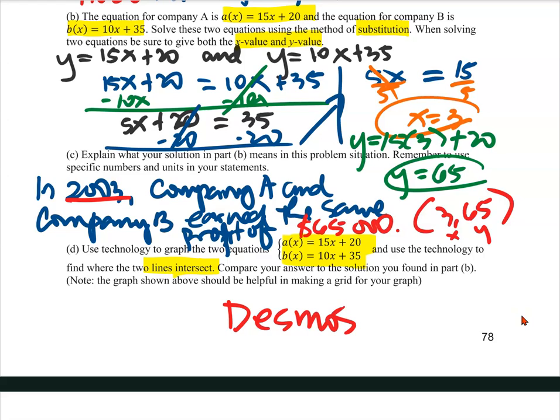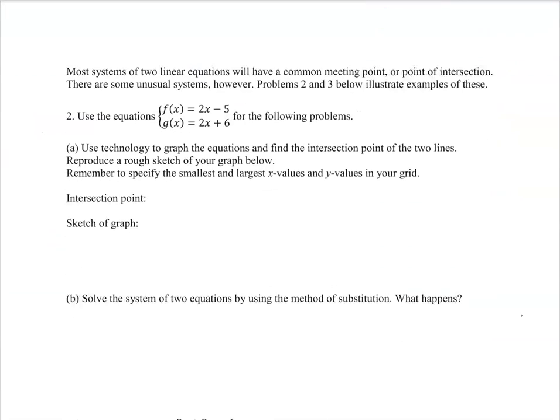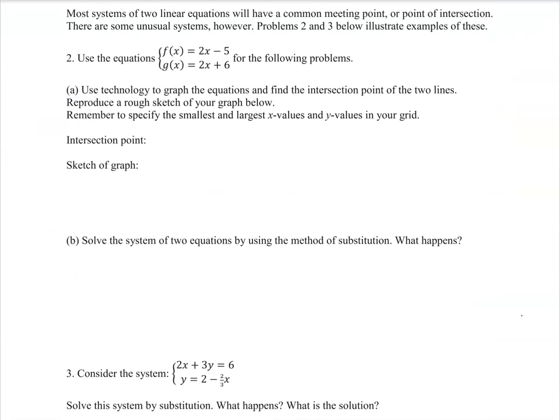Back to our notes, we can say that they have the same solution of 363 and 65, which is the point of intersection, where the two lines intersect. Next page. Most systems of two linear equations will have a common point or point of intersection. There are some unusual systems, however. Problems 2 and 3 below illustrate examples of those.